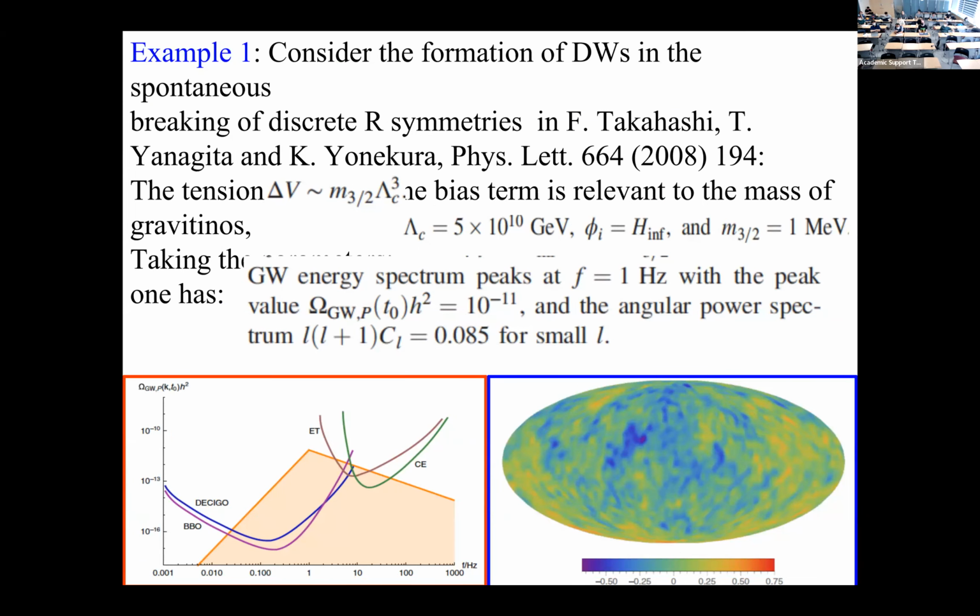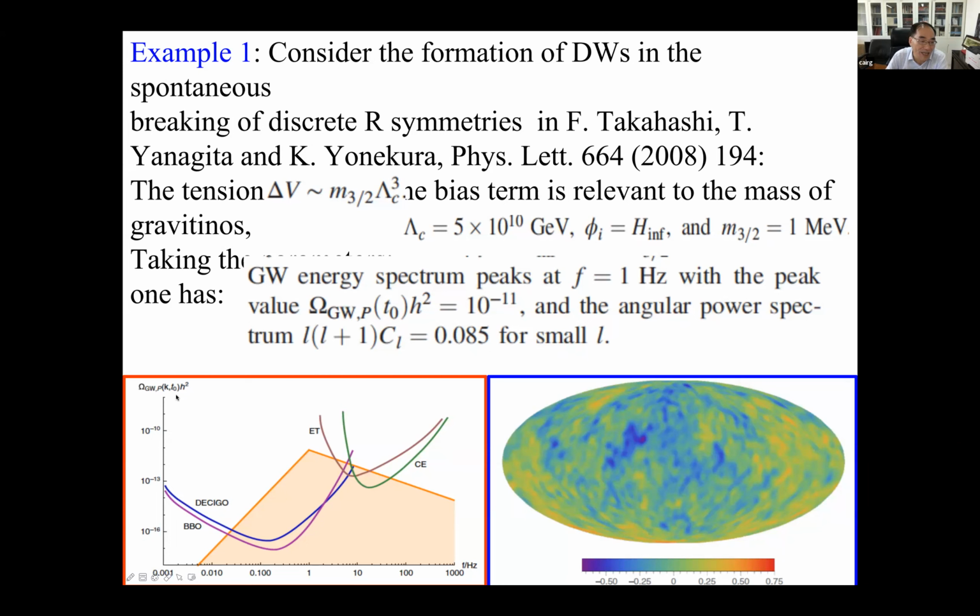Okay, so 5 minutes left. Let's consider the model, for example, domain walls from the spontaneous breaking of a discrete symmetry in this paper. The tension is this one. The bias tension is related to the mass of the gravitational. Oh, sorry, and the energy scale, if we take this initial value and the gravitational mass to be 1, then the energy spectrum peaks at 1 Hertz with a peak value of 10 to the minus 11, and the angular power spectrum is equal to this one. This is big enough to be detected.